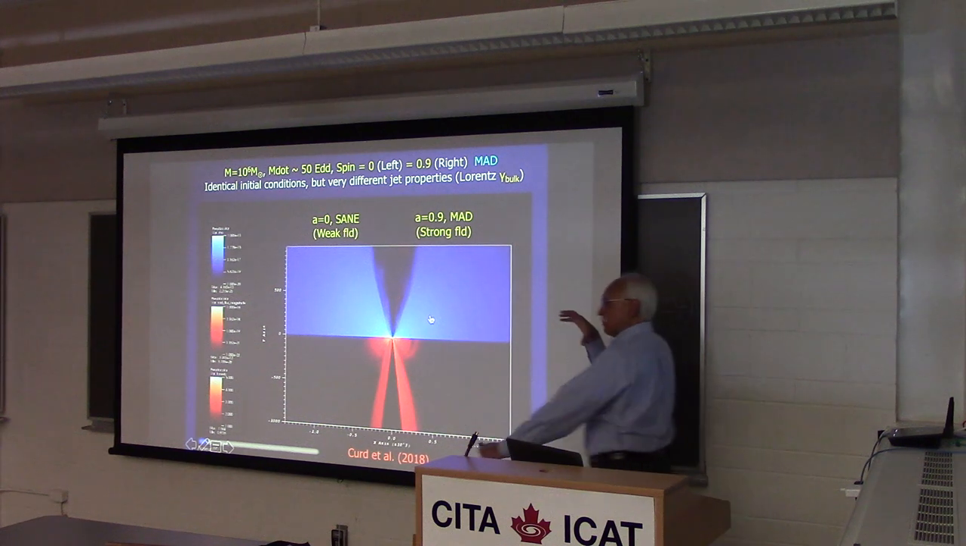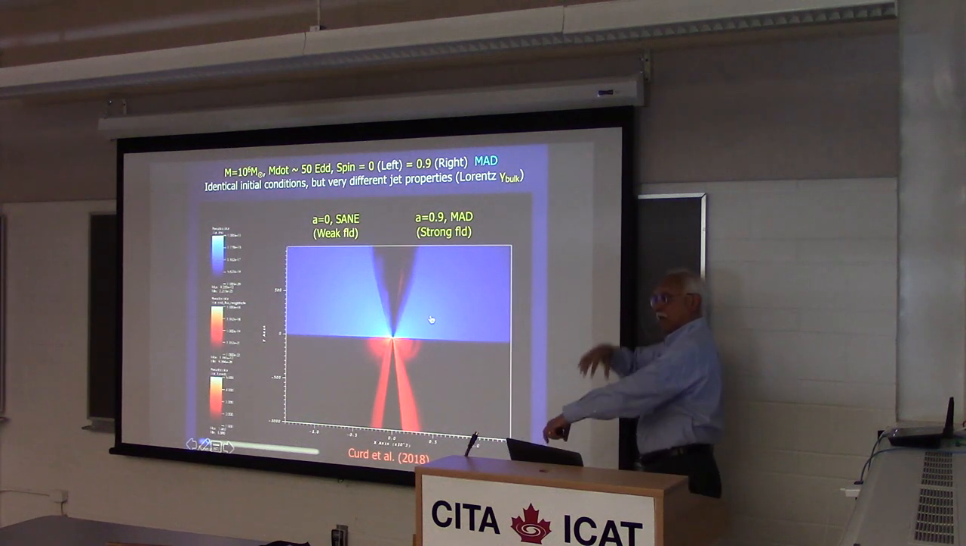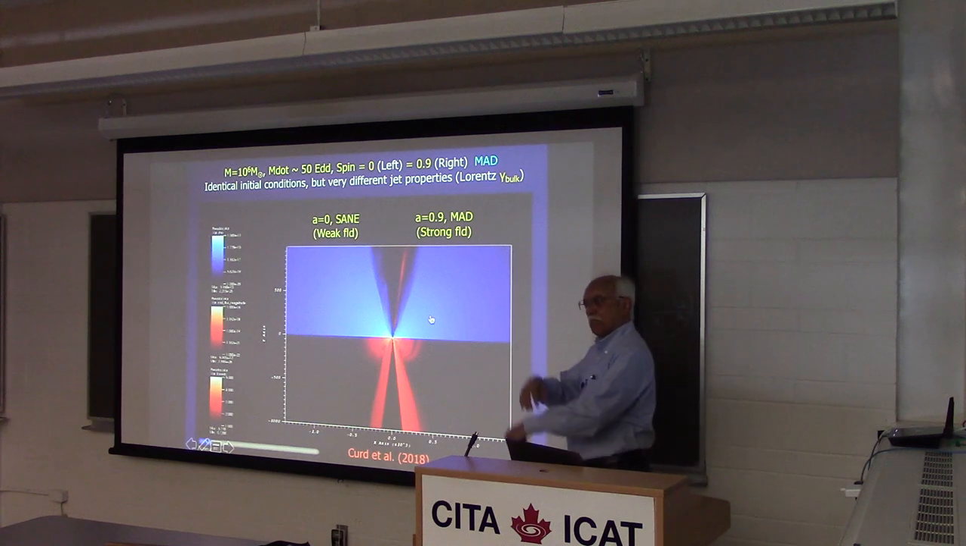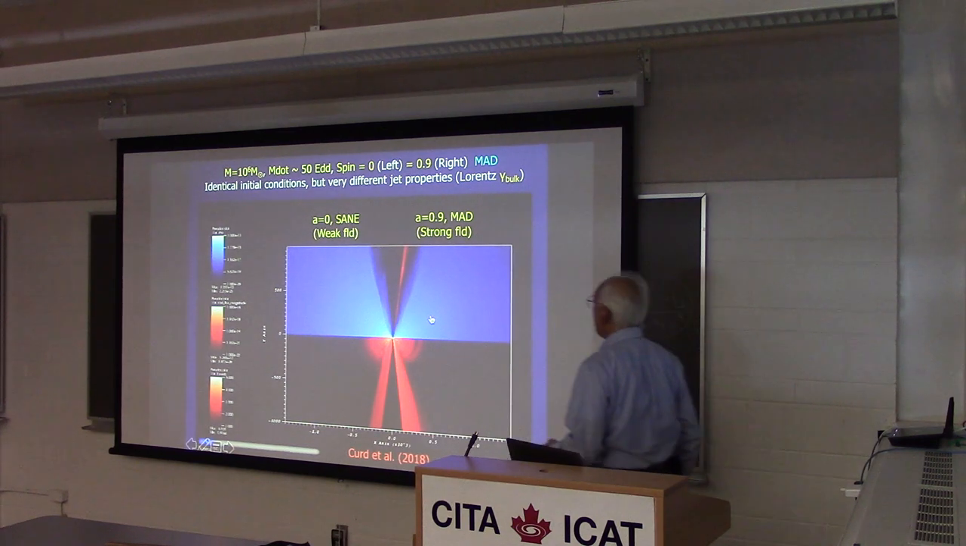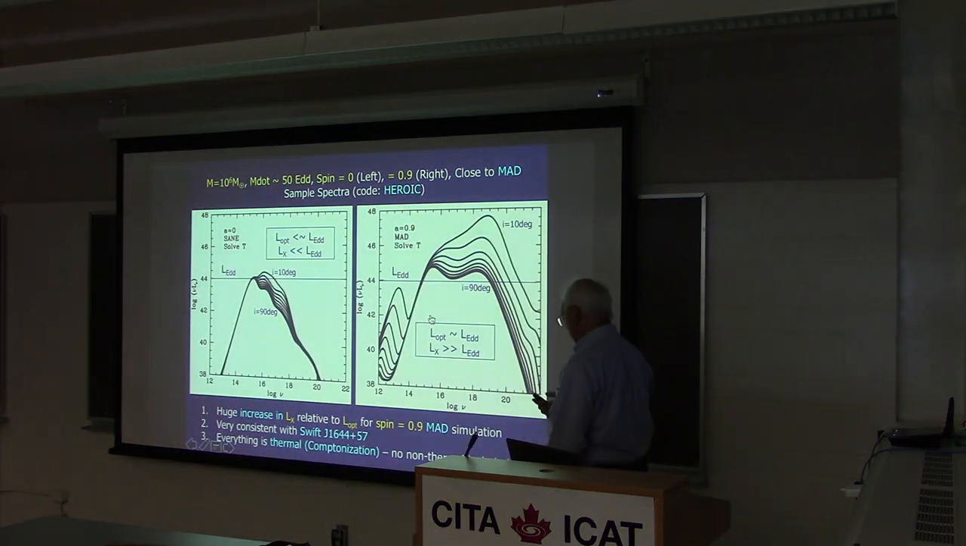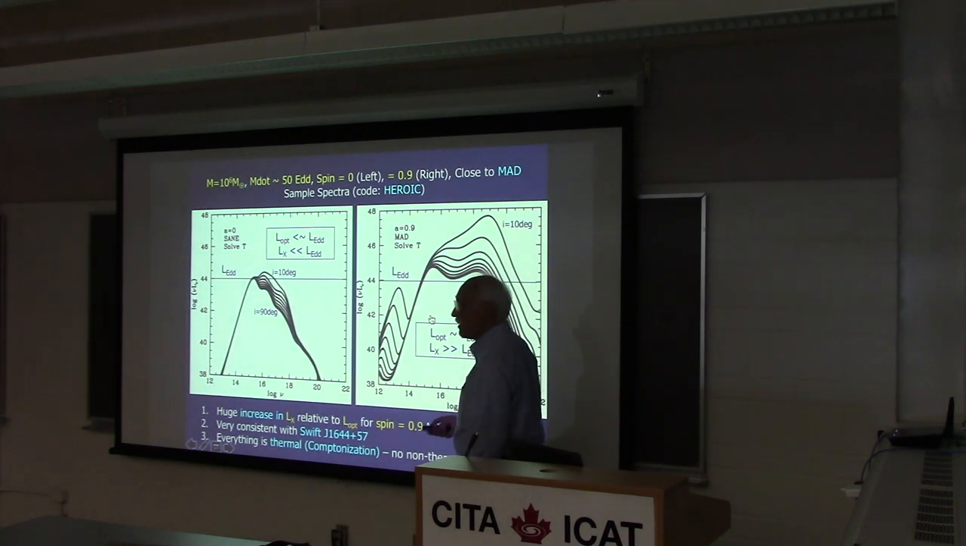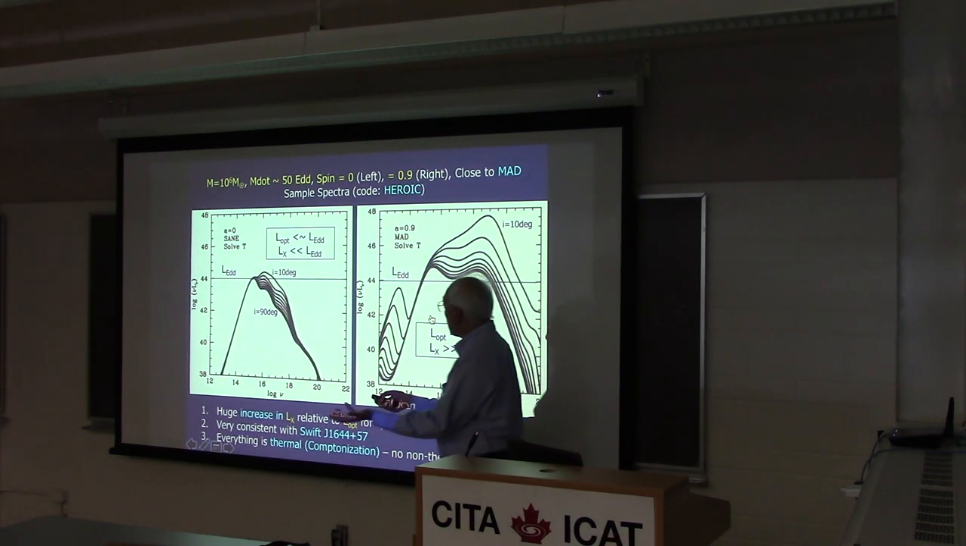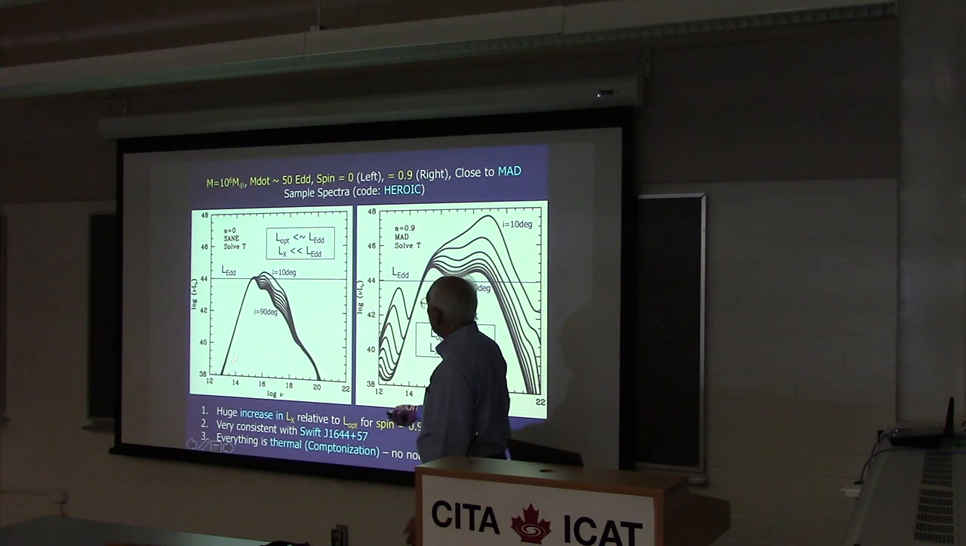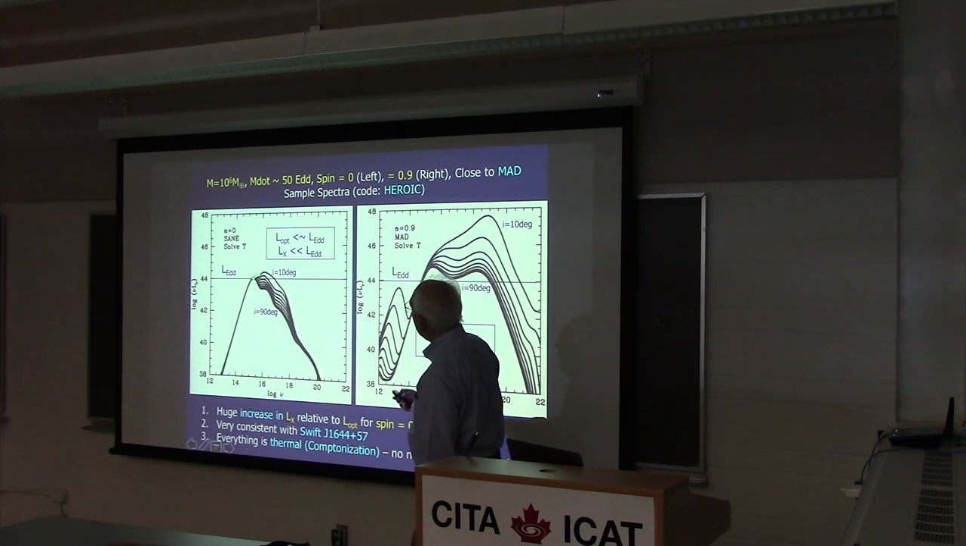Now you can pretend to be an observer, look at it, and ask, what kind of spectrum will I see? Good. We can calculate that. So here are the spectra. The one on the left, that's the boring one. Weak field, no rotation, gives an AGN-like spectrum, peak in EUV, more or less, luminosity slightly below Eddington.